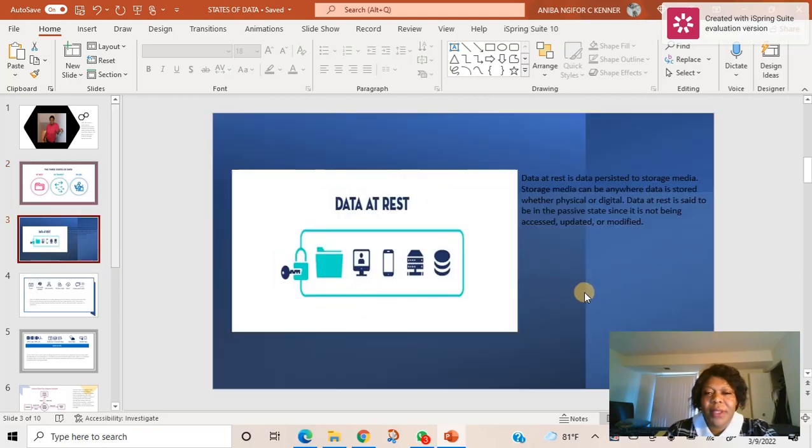Let's look at data at rest. Data at rest is data that is persisted to a storage media. Storage media can be anywhere data is stored, whether it's a physical device or it's digital. As you can see on the screen, data at rest is said to be passive since it is not being accessed or manipulated.